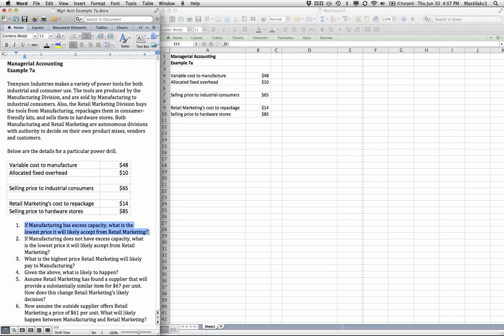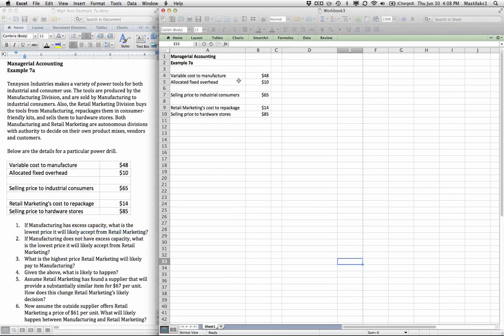So if you're the manager of the manufacturing division and you're facing these parameters, you're facing a product that takes $48 to make each unit. You can sell it for $65 to your external customers. Your accounting system allocates $10 of fixed overhead, but as we've talked about all semester long, it's fixed, it's an allocation, so we're not going to worry too much about this.